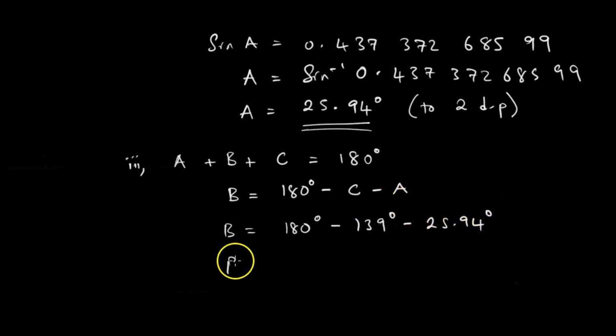25.94. We can put this in our calculator. What do we get? 180 subtract 139 and also subtract 25.94. This is equal to 15.06 degrees. That will be our answer.